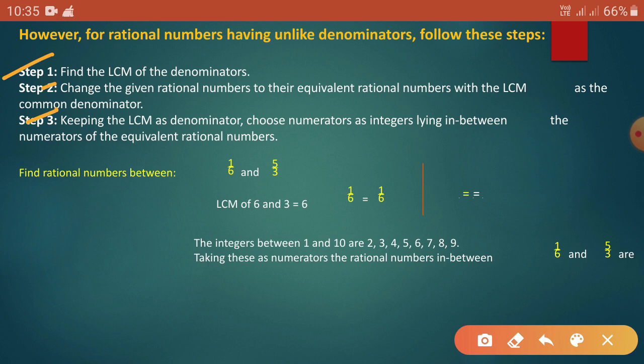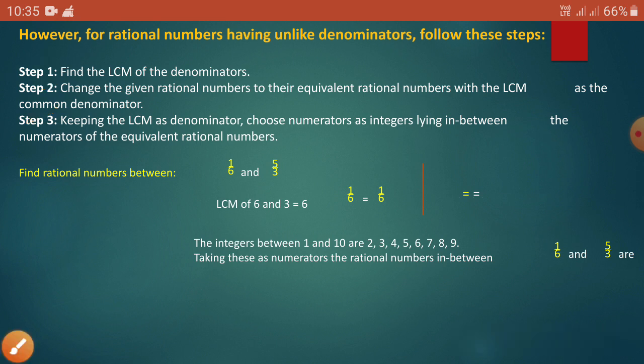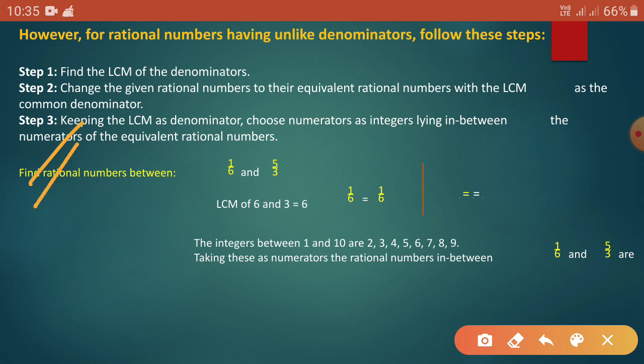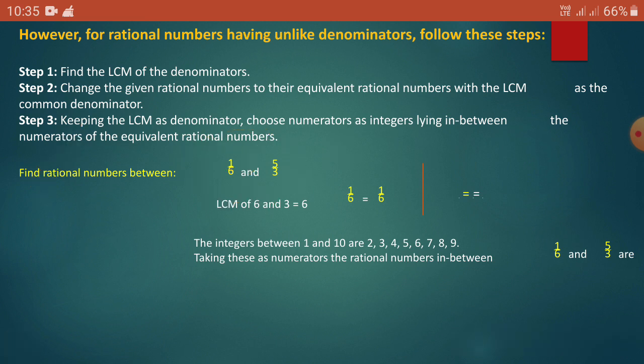Now we are taking an example, and we follow the steps to find the rational number in between the rational numbers. The question is: find the rational number between 1 by 6 and 5 by 3. Here the denominators of both rational numbers are not the same. Here it is 1 by 6, that means the denominator is 6, and here it is 5 by 3, that means the denominator is 3. So here the denominators are not the same.